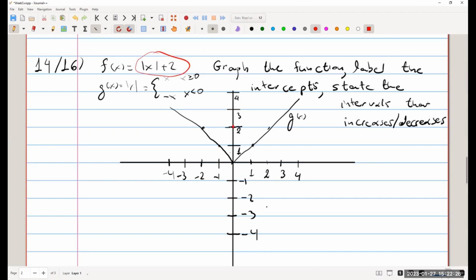So instead of 0, I'll be at 2. Instead of 1, I'll be at 3. Instead of 2, I'll be at 4. Instead of at minus 1 being at 2, I'll be at 3. Instead of at minus 2 being at 2, I'll be at 4. Because I shift up by 2.